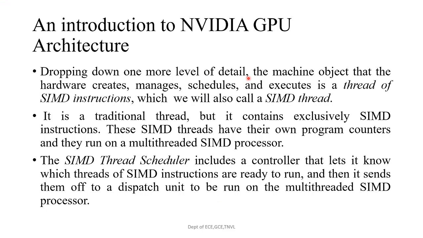Dropping down one more level of detail, the machine object that the hardware creates, manages, schedules, and executes is a thread of SIMD instructions, which we will also call a SIMD thread. It is a traditional thread, but it contains exclusively SIMD instructions. These SIMD threads have their own program counters and they run on a multi-threaded SIMD processor. The SIMD thread scheduler includes a controller that lets us know which threads of SIMD instructions are ready to run, and then it sends them off to a dispatch unit to be run on the multi-threaded SIMD processor.